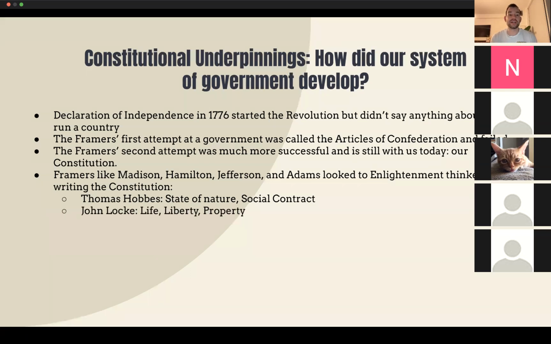Second, John Locke, one of the most important Enlightenment thinkers. He was the person that came up with the idea of life, liberty, and property. Thomas Jefferson basically took that phrase verbatim when he said life, liberty, and the pursuit of happiness.